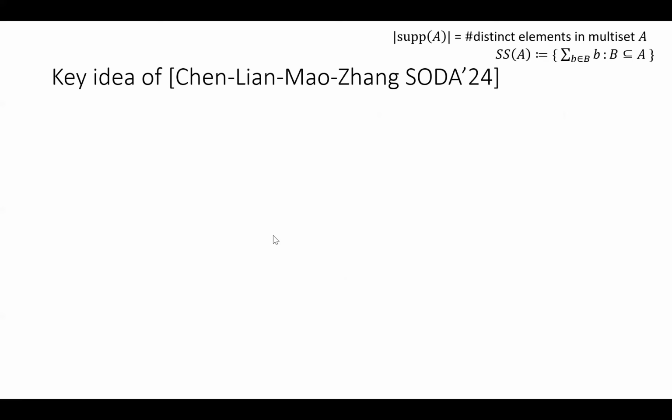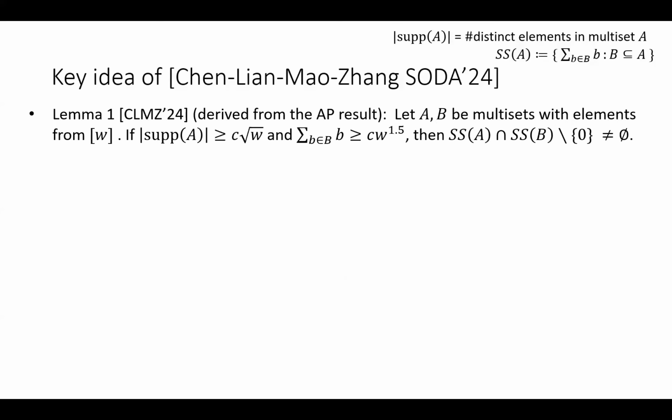They proved the following lemma using the previous AP result: let A, B be multisets of integers from the range of 1 to W. If the size of the support of A is much greater than root W and the sum of the elements in B is much greater than W to the 1.5, then the sets A and B must share a non-zero common subset sum.